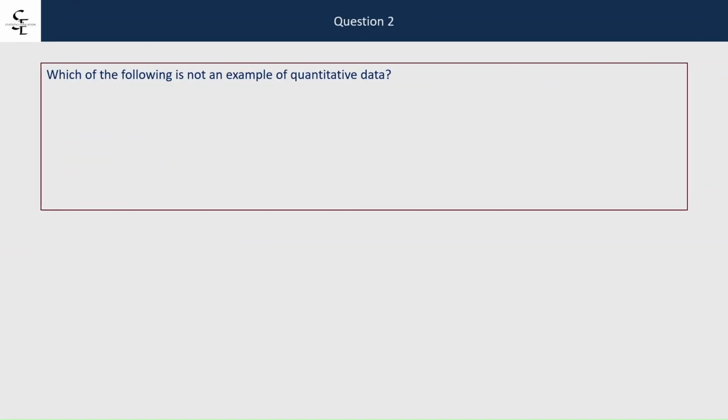Moving on to the next question. Which of the following is not an example of quantitative data? A. Weight, B. Height, C. Age, D. Sports categories. Pause the video to think about your answer.